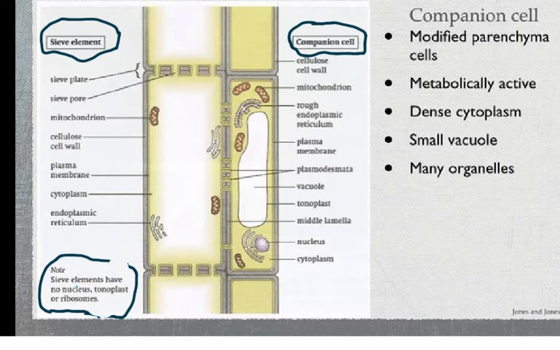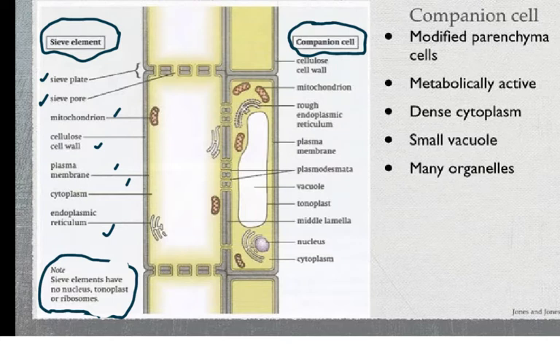Then what do we have? We have the sieve plates or the sieve pores. Please look at it carefully. Mitochondrion, yes, a few. Cellulose cell wall. And then you have the cell membrane, called the plasma membrane, and the cytoplasm. You have a little bit of cytoplasm on the sides, called peripheral cytoplasm. And you also have the endoplasmic reticulum.